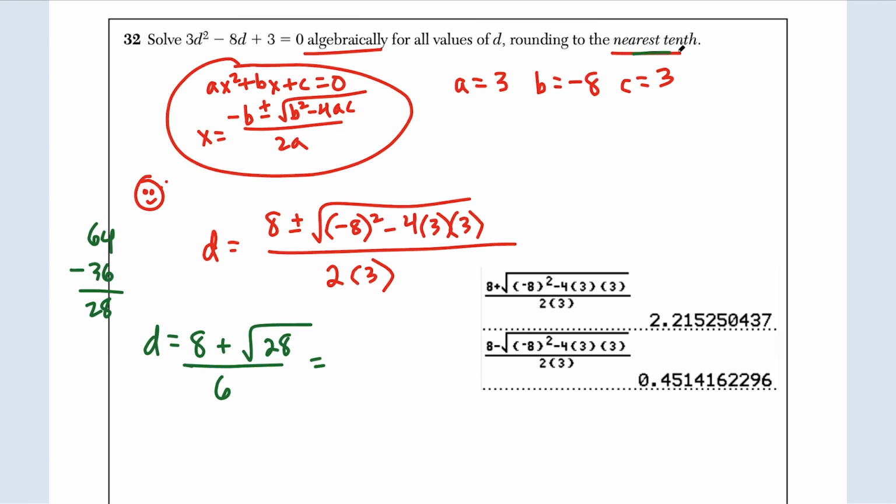And once again, we're rounding to the nearest tenth. So this works out. We look to the tenths place. We look 1 to the right is a 1. So we round down to 2.2. So here's our first solution.